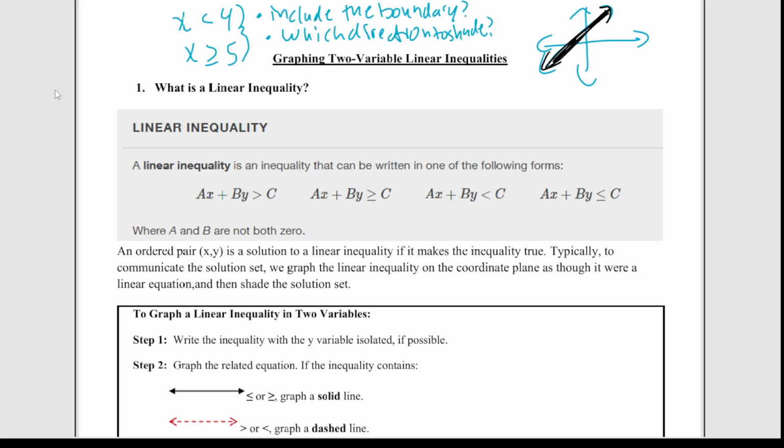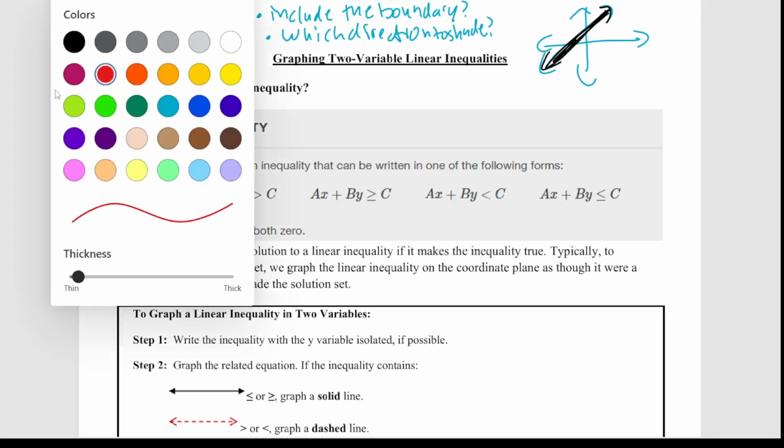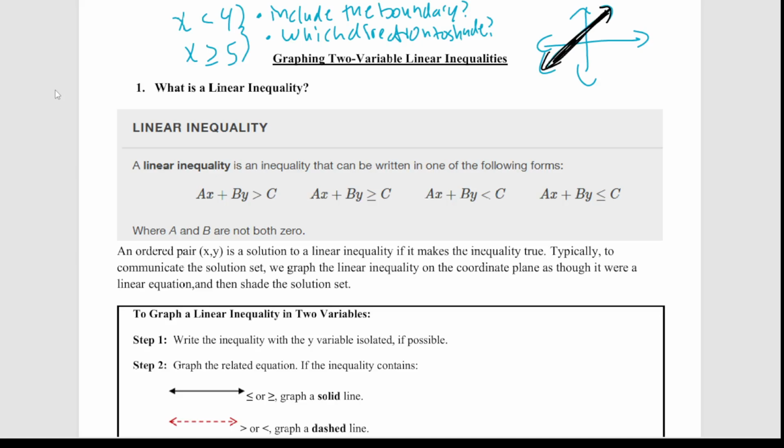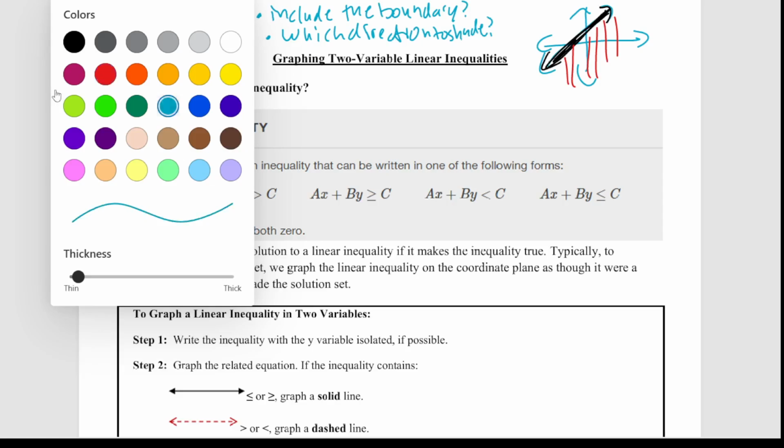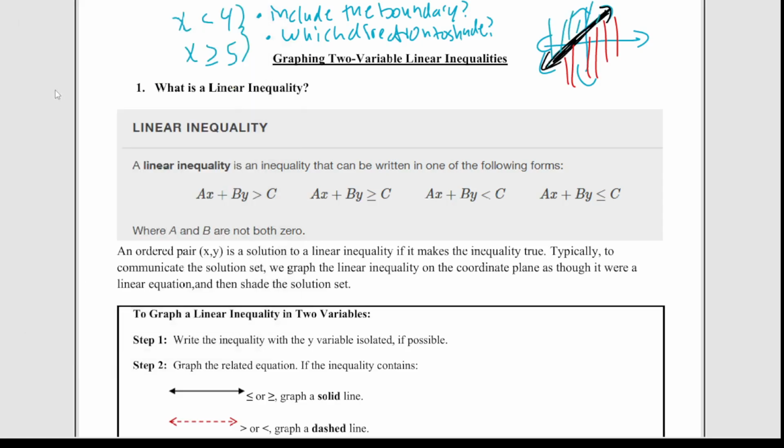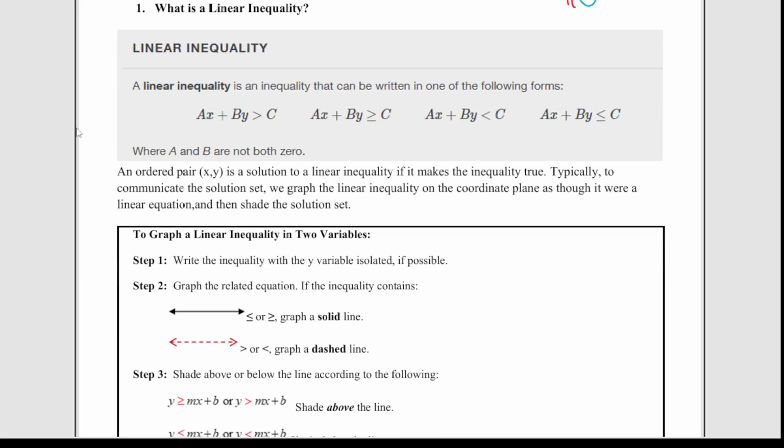And then instead of thinking to the left or to the right, we're going to be thinking in terms of y, where we would either shade below for less than or above for greater than. That's big picture what we're thinking through. But let's dive into a little bit more detail here. So what is a linear inequality?